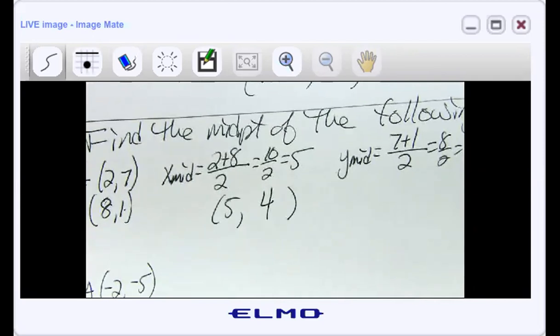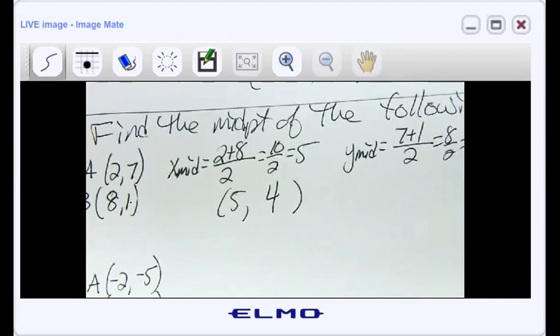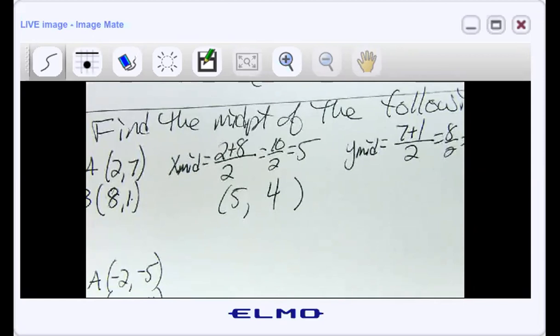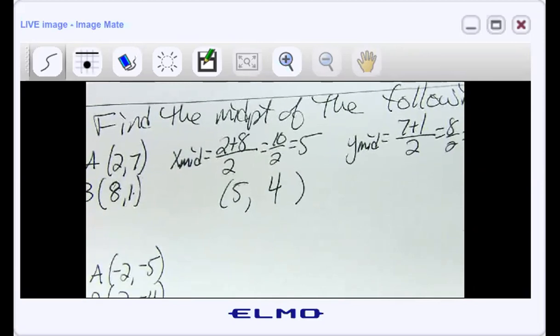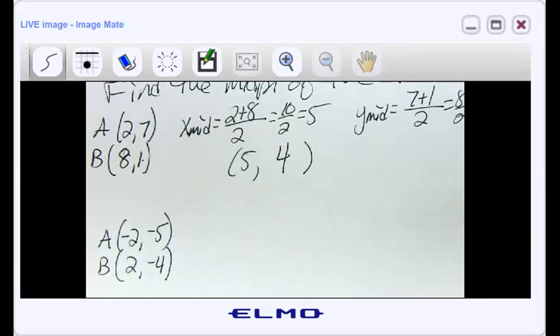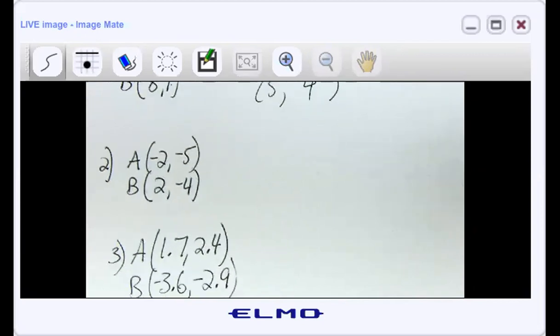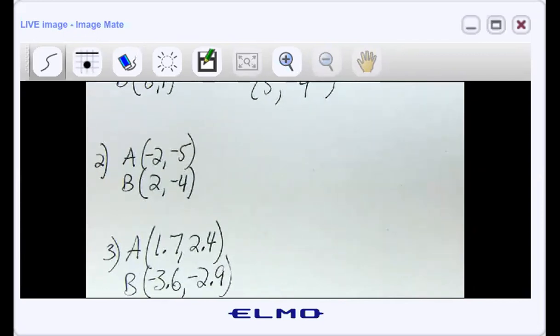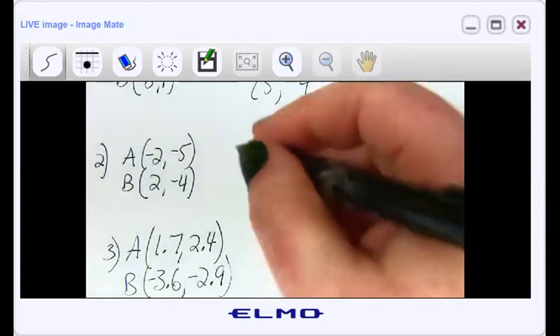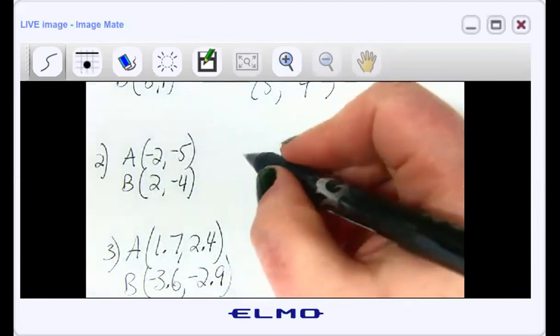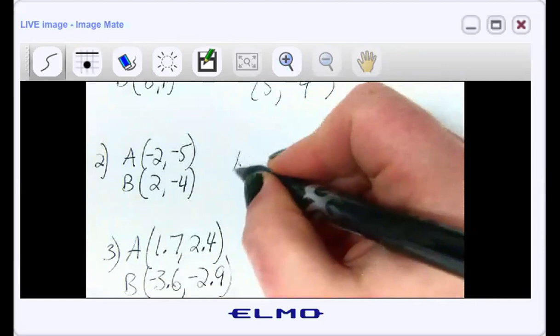And I'm done. If you want to check it on graph paper, you can. You can plot 2, 7, and 8, 1 and see if halfway between them really is 5, 4. That's never a bad idea, right? It's always a good idea to check your work. But that one is going to be right. Let's move on to the second one. We're doing the exact same thing. I want to add the x's together, divided by 2, add the y's together, divided by 2.